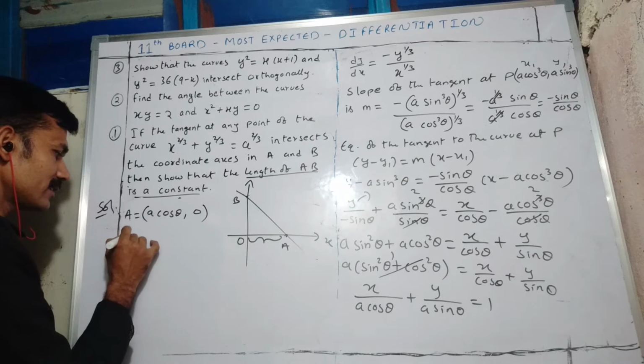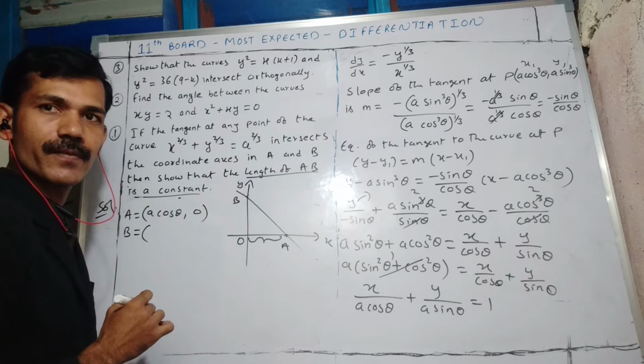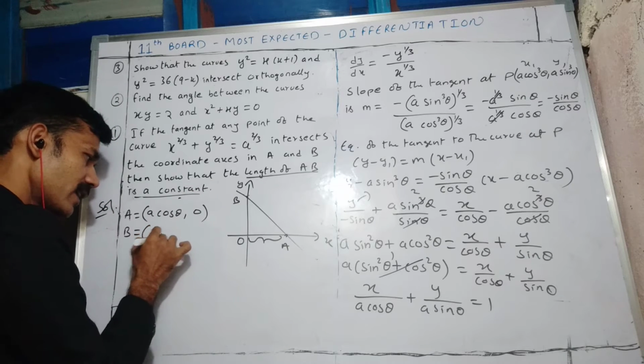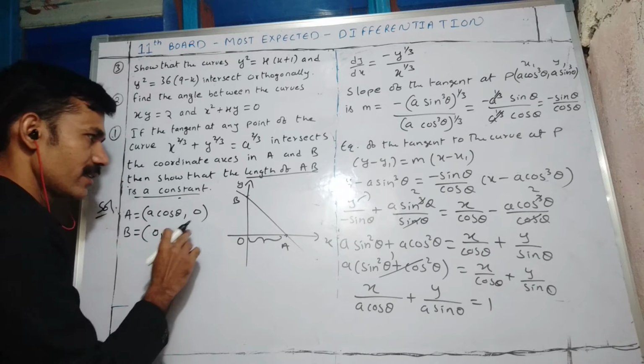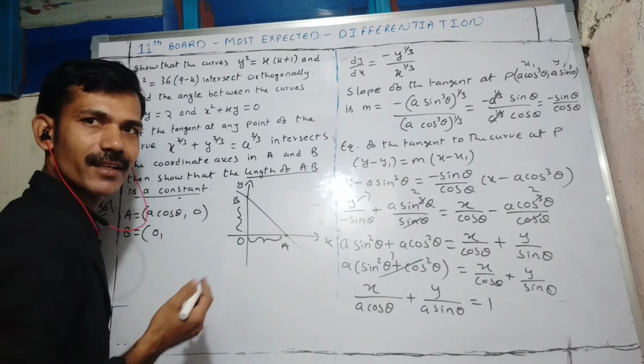Next, b we will find similarly. B is a point on the y-axis. On the y-axis the x coordinate is 0 and this length is the y-intercept. The y-intercept we are having is a sin theta.